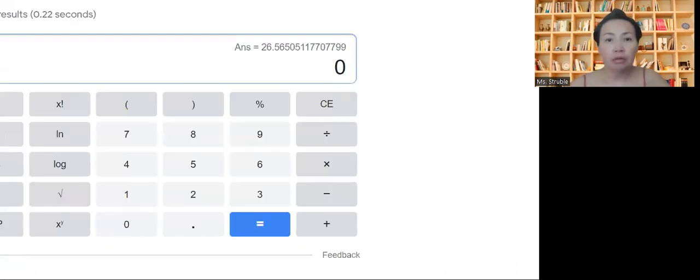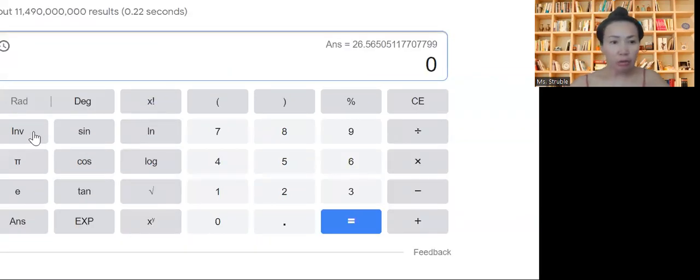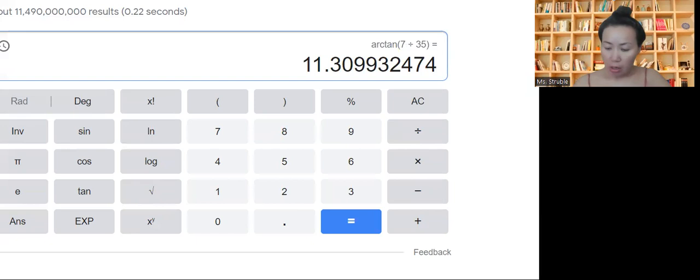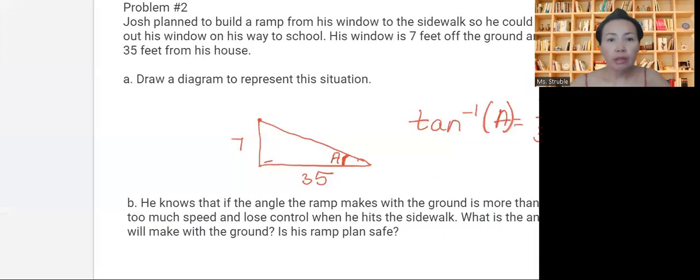So we're going to use our calculator. Again, we need to make sure that it's in degree mode, and also inverse, right? So inverse tangent of 7 divided by 35 equals, so the measure of angle A is approximately 11.3. And there was a question about safety.